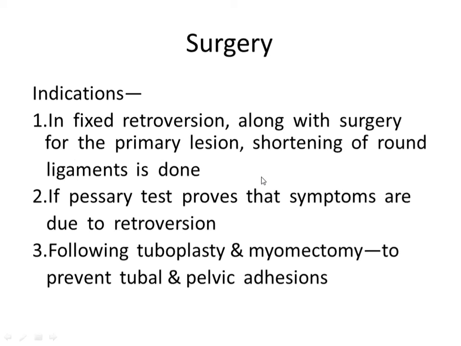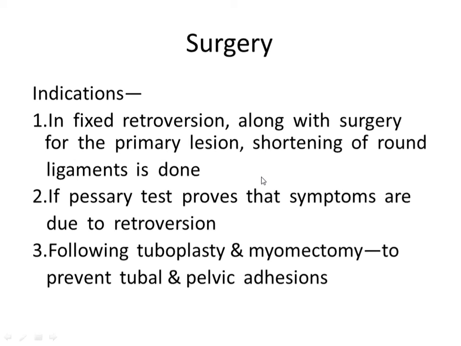Then suppose you're doing a tuboplasty or you're removing a large myoma in the anterior wall. You remove that. Then again, you don't want this uterus to fall backwards. Here, many times what happens after surgery for the primary disease is that the uterus again falls backwards, becomes retroverted.